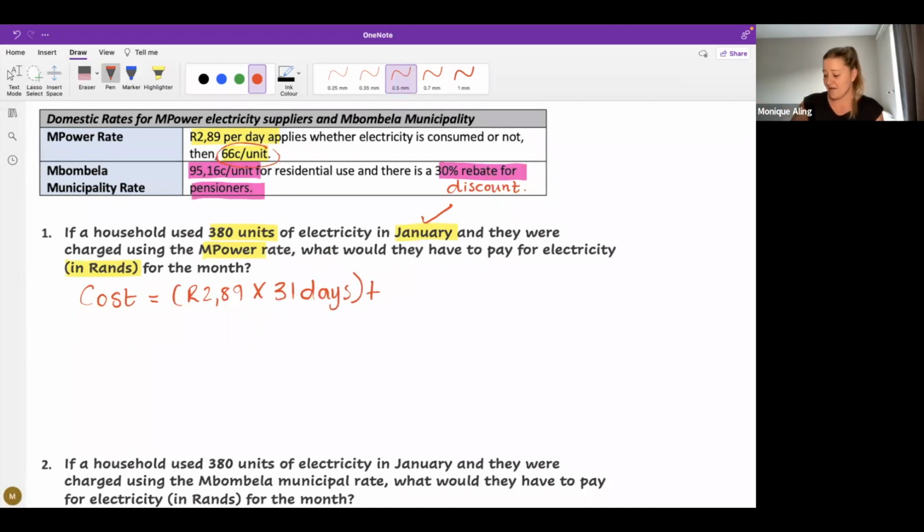The next part of the tariff is 66 cents per unit. They are using 380 units. And remember, when we write cents in rand form, I'm just going to write it here. It's 66 divided by 100. So in rand form, it will be 0.66 because they wanted our answer in rands. That's why I highlighted in rands. Okay, so 380 units times by 66 cents.